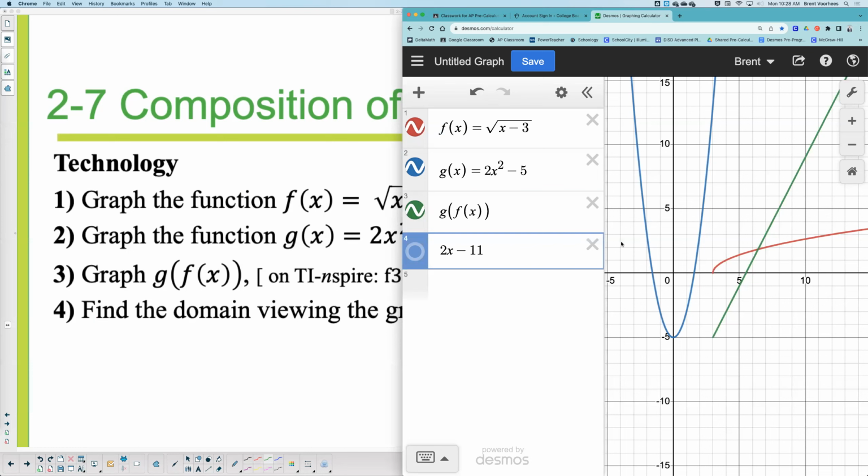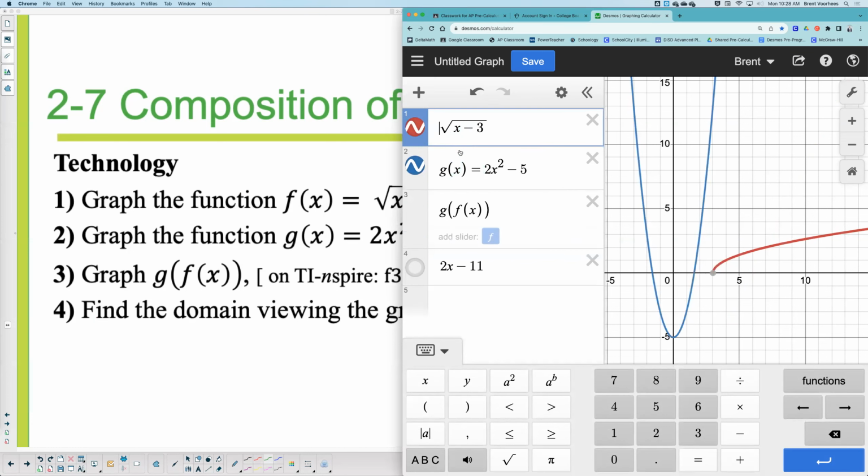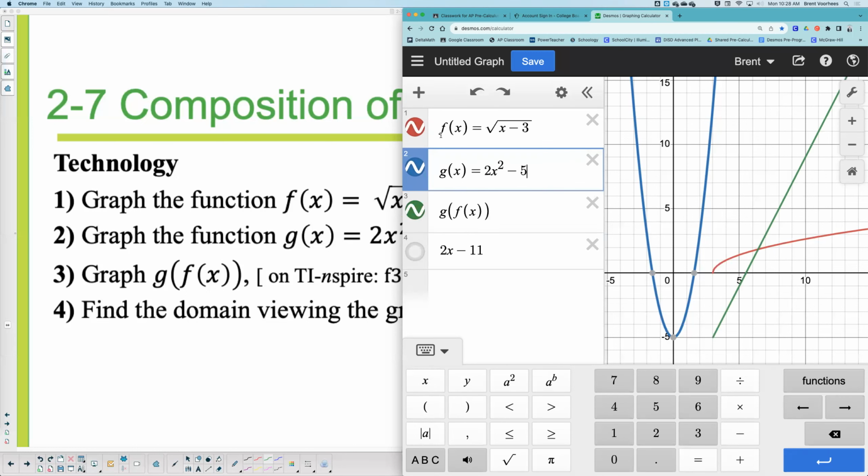So if yours isn't graphing, it's because you didn't label this F and G. I was looking at students that were not getting the same thing as me. Notice if I don't type in those names, it won't show you this graph because the calculator doesn't know what G and F are. So if you're doing this at home, make sure you name your functions.